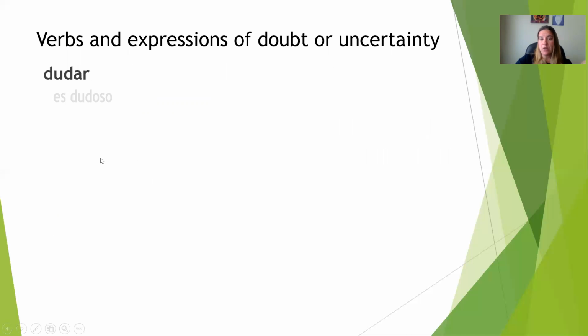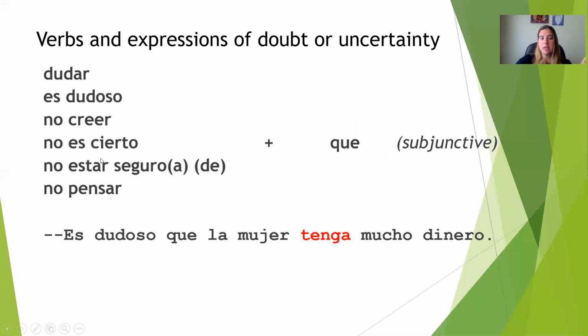With expressions of doubt or uncertainty, here's some examples. It is entirely dependent on the speaker having doubt in what their statement is. So if the speaker believes what they're saying is true, even if it's false, this is kind of weird, but if the speaker believes it to be true, there's no subjunctive involved, because remember, this is dependent on the feeling. It's a mood. So if the speaker is making a statement, even if it's ridiculously false, if the speaker believes it to be true, there is no need for the subjunctive. Okay, hopefully that makes sense.